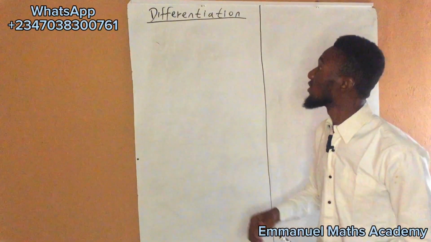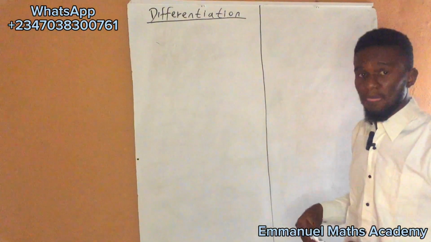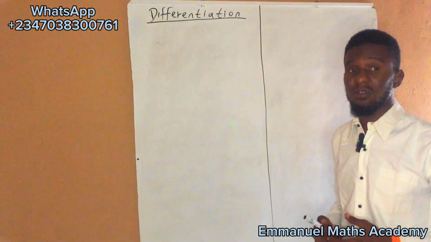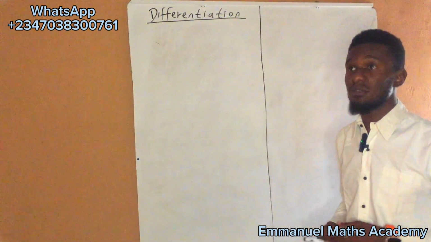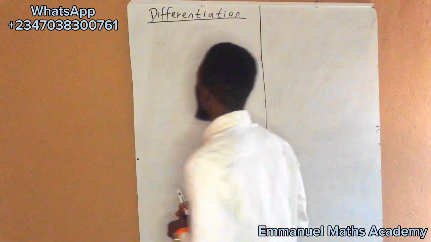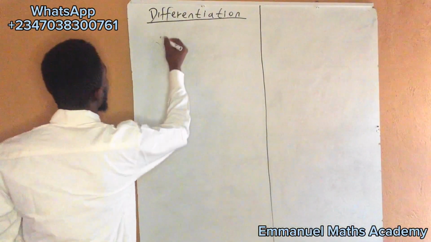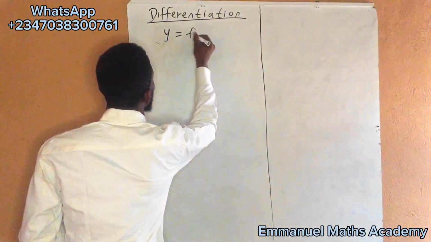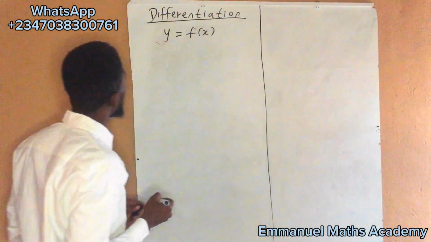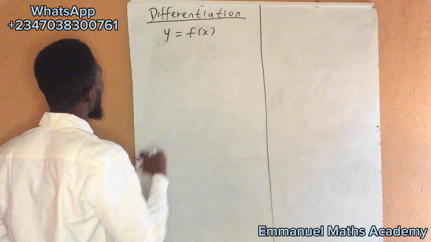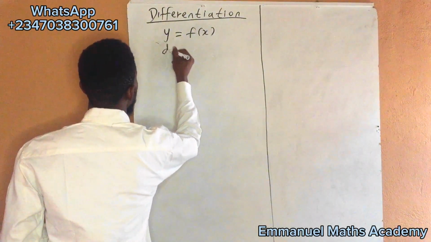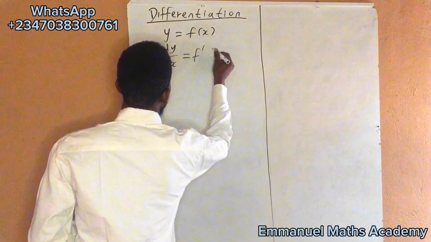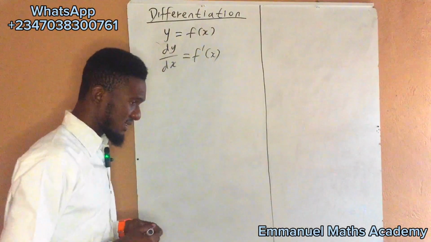So today we'll be looking at the topic differentiation. Differentiation simply means the change in a variable with respect to another variable. Example, if you are given a variable y expressed as a function of x, you can say that the change in y is given as dy/dx, which is equal to f prime of x.